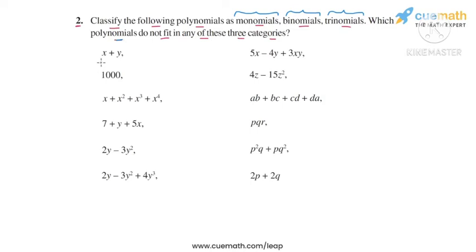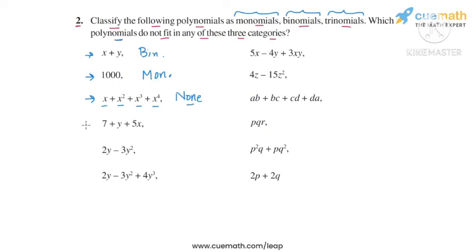Okay, so let's start. So the first expression is x plus y. This is a binomial because it has 2 terms. Then the second expression is 1000. It has a single term, so this is a monomial. The third expression has 4 terms: x, x square, x cube and x to the power 4. So we will classify this as in none of the three categories. So we will write none in front of this expression.